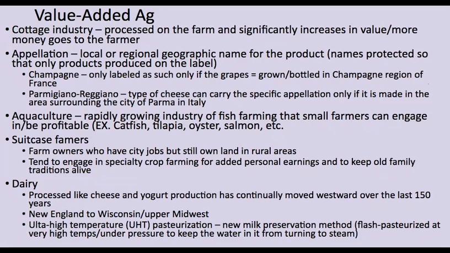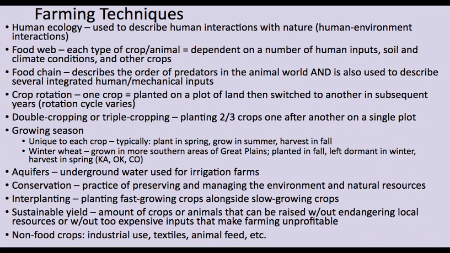And then specialty dairy. So processed cheese and yogurt production has continually moved west over the last 150 years. So from New England to Wisconsin, and obviously, in that way, there have been new methods that make the dairy product, again, more sought after from the way that it's created. This particular pasteurization, ultra high temperature, is a new milk preservation method, and it allows people to access this, again, highly sought after dairy product all around the country without losing the value.